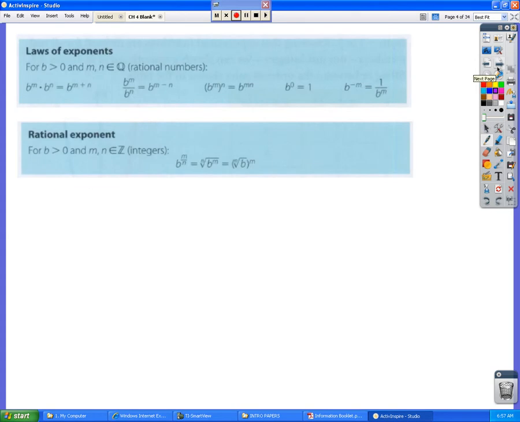Laws of exponents, I'm pretty sure you know most of these, so I'm not going to waste your time and go through all of them. Please make sure for this one you notice that you can do the denominator power first, which is the root, or the actual power on top, the m, can happen first. It doesn't matter which way.